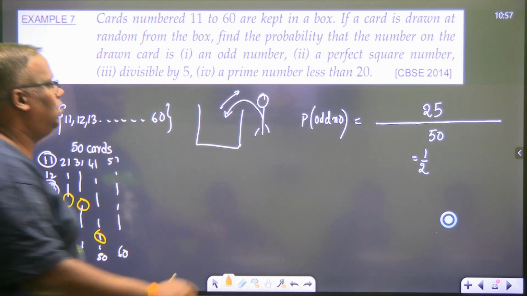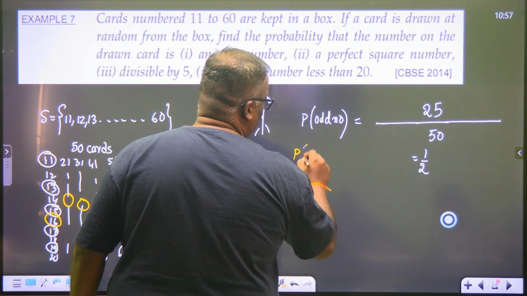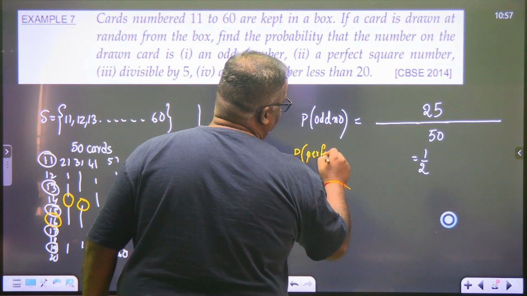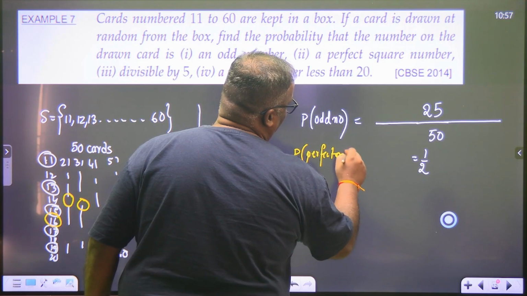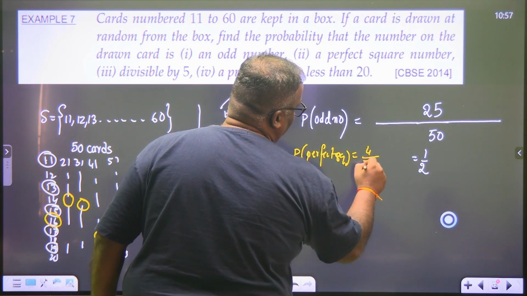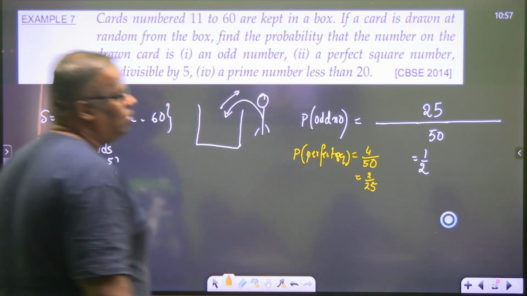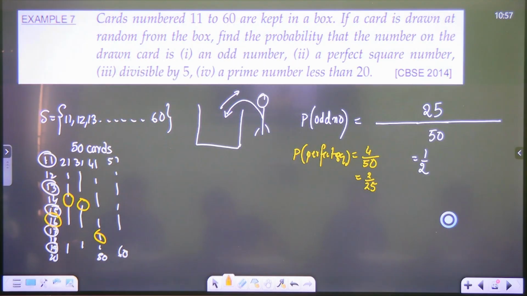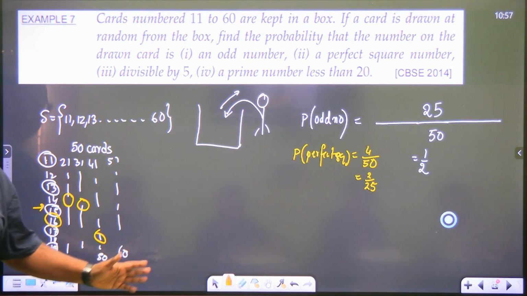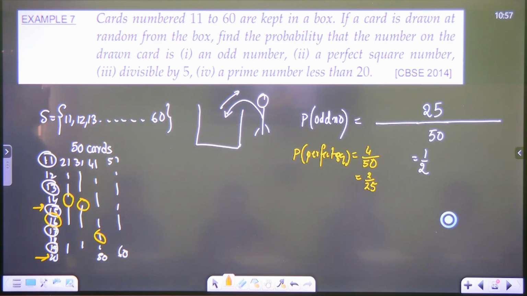Good. So probability of getting a perfect square. How much is the probability? 4 upon 50, 2 by 25, or you can also write 4 by 50. Fine. Next you do. Divisible by 5. Divisible by 5 are always, there will be a mid one and there will be a last one. So 2 per row, 5 rows. So how many numbers? 10.